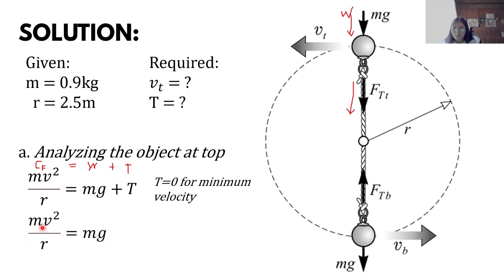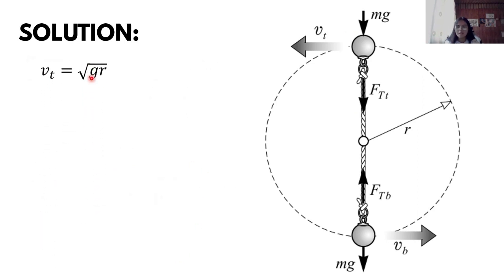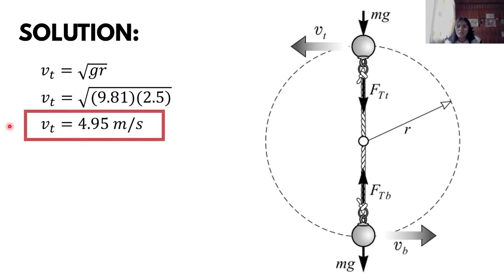So, we have mv squared over r is equal to mg. May mass na naman for both sides, so we cancel. Cross multiply sa g and r, we have v sub t is equal to square root of gr. So, we get that. Then, substitute natin. g is 9.81, then for radius, 2.5. Okay? So, calculate nyo yan. v sub t is equal to 4.95 meters per second.